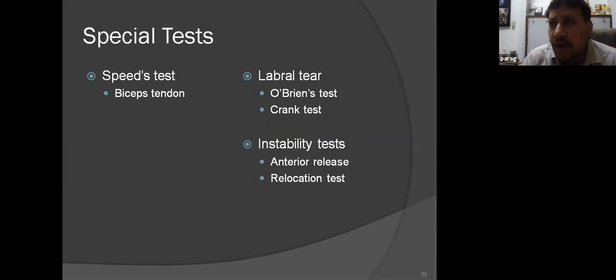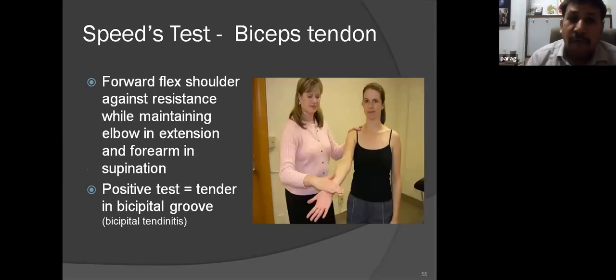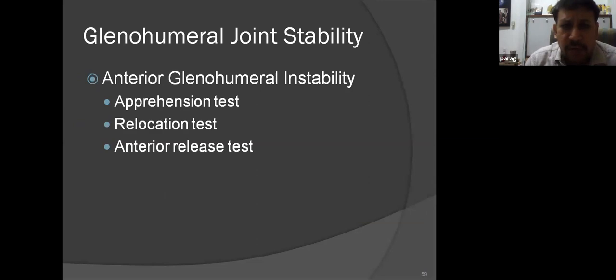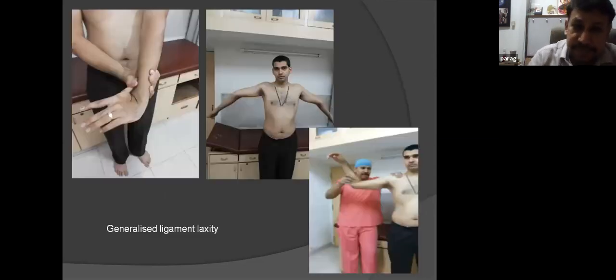Now coming on to the various special tests, first of all, let's get back to instability. If you come across recurrent dislocations, the most common instability is anterior instability or anterior inferior instability. And then you have the apprehension test, the relocation test, and the anterior release test.